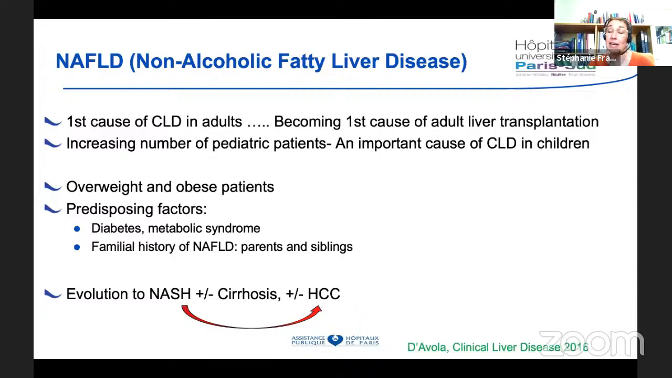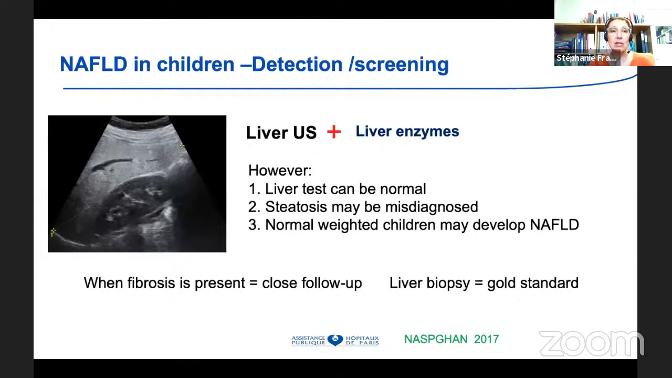But you can also have HCC that develops on NASH without cirrhosis. So we have to make the diagnosis in these children, and for the detection and the screening, what is proposed now is to do liver ultrasound to see the typical aspect of steatosis with the hyperechoic liver when compared to the kidney, and liver enzymes. But the problem with this is that the liver tests can be normal. The steatosis may be misdiagnosed on ultrasound because when the steatosis is mild, you may have a normal echogenicity. And you will miss, if you only screen obese children, the NAFLD in normal weight children. When there is fibrosis diagnosed on elastography or liver biopsy because there are signs of cirrhosis, then you have to follow them very closely because of the risk of HCC. And liver biopsy remains now the gold standard for the diagnosis.